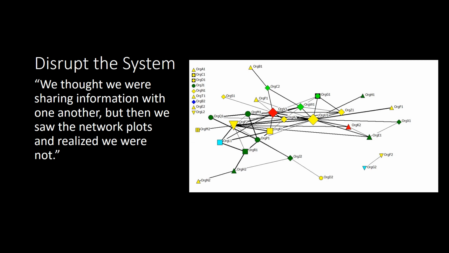Another way that network analysis can be valuable to community groups is by disrupting the system. The network plot here captures the information sharing among organizations involved in early child development. Though there are a number of information sharing ties between the organizations, there are a lot of organizations not connected to that information flow. These are the organizations listed at the top left of the image. And also there are a number of missing ties and also holes. In addition, many of the organizations are reliant on the large red and yellow diamonds, org V1 and org U1.